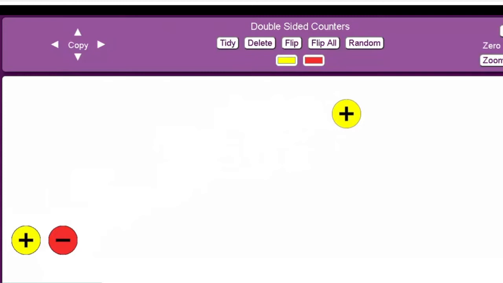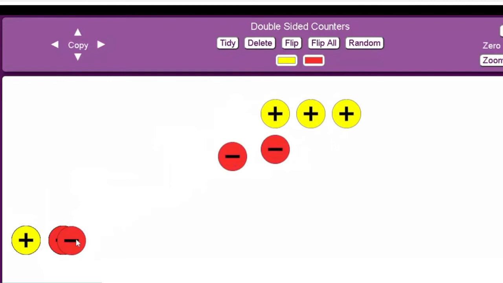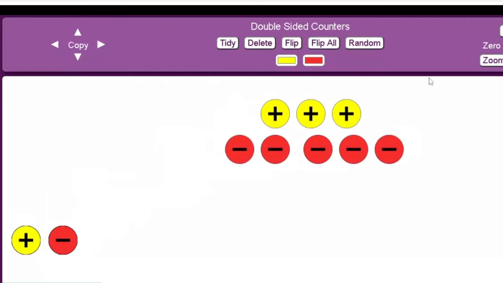And you can do this with a whole load. So we can do another one. You can just do 5 positives and 3 negatives, for example, or maybe let's do it the other way around. 5 negatives and 3 positives. Okay, so 1, 2, 3 positives, and 1, 2, 3, 4, 5 negatives.